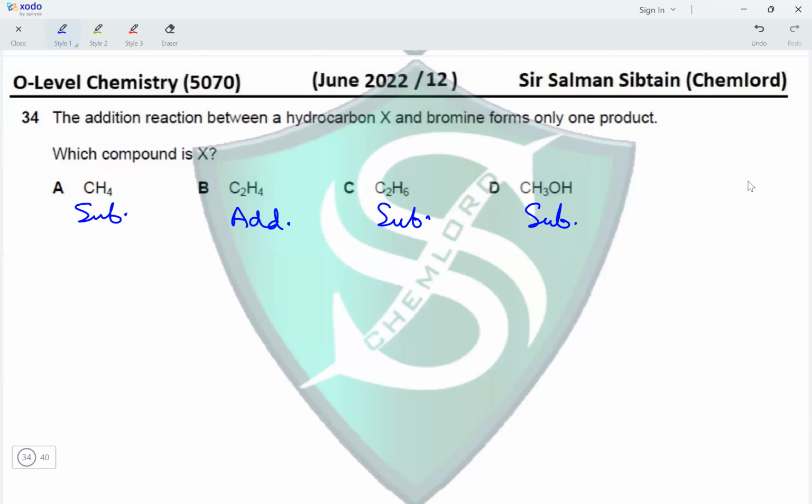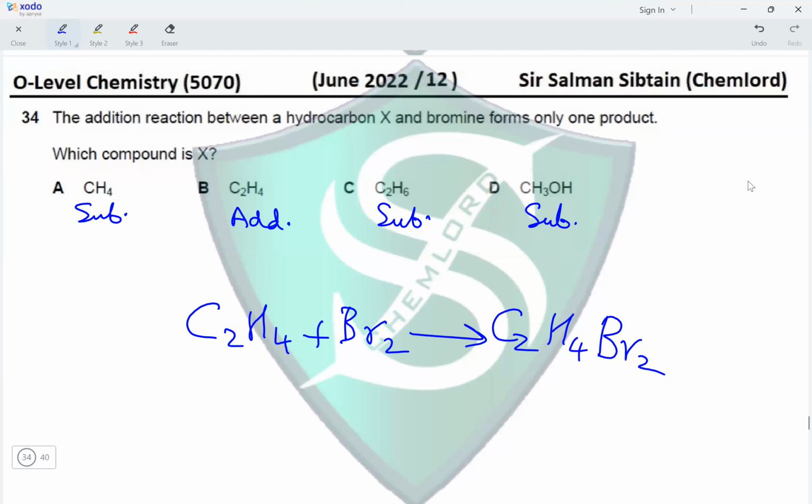So the only reactant that undergoes addition reaction here is B, and the reaction would be C2H4 plus Br2. This will give us C2H4Br2. A halogenoalkane will form. So this makes option B the correct option for this question.